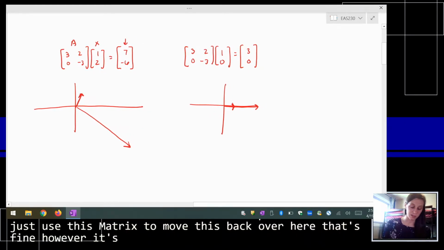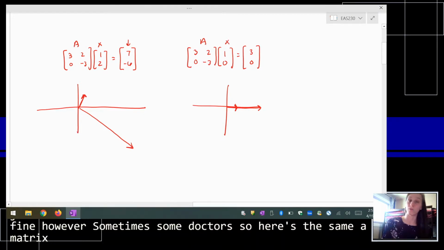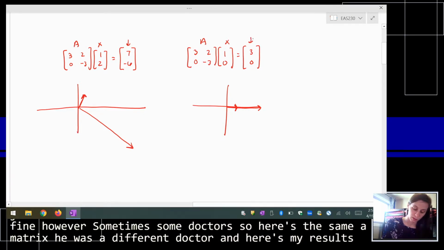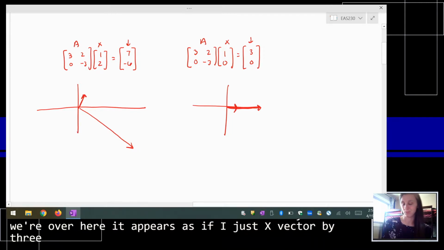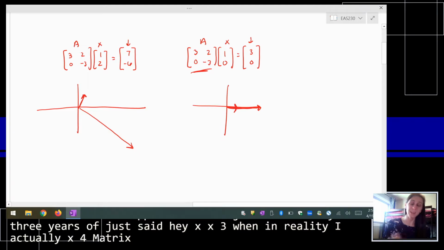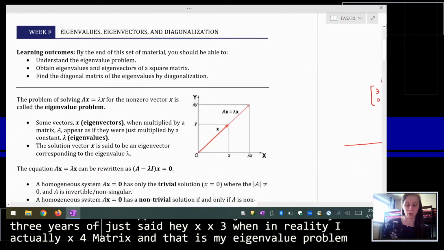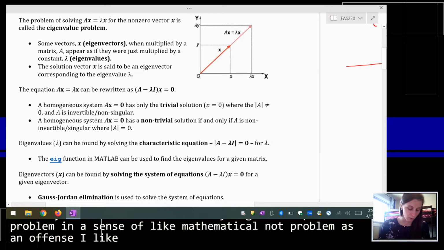However, sometimes some vectors behave differently. Here's the same A matrix, here's a different vector, and here's my result. Over here, it appears as if I just multiplied my vector by 3. It appears I've just said, hey, x times 3, when in reality, I actually multiply it by a full matrix. And that is my eigenvalue problem. Problem in the sense of a mathematical problem, not problem as in I don't want it to occur.